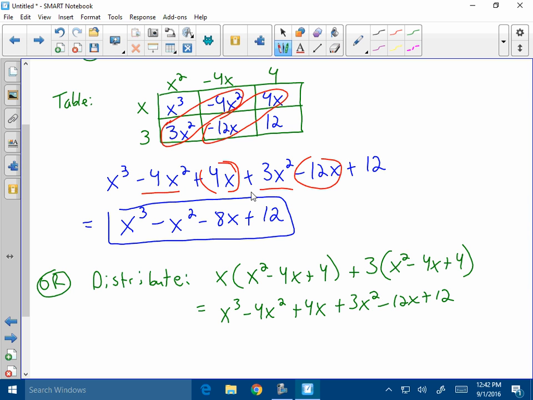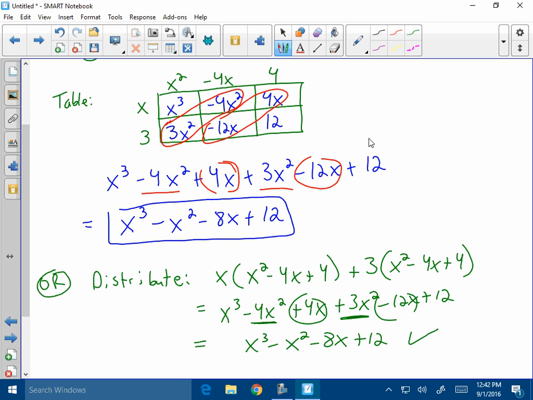You can see we got exactly the same thing that we got up here from the table. Again, I have to go through and look for my like terms: negative 4x squared and the positive 3x squared, and the 4x and the negative 12x. And we put them all together: x cubed minus x squared minus 8x plus 12. So again, we get exactly the same thing. I do think this table method is easier, though. That's the way I prefer to do it, so most of the time, you're going to see me do that.